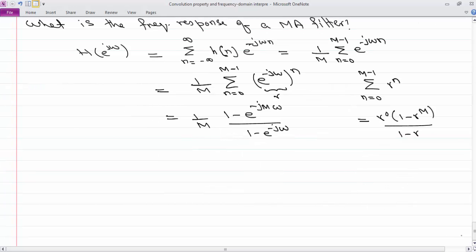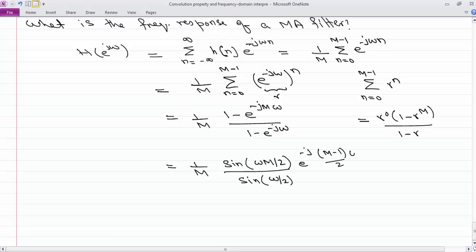Now you simply use Euler's identity on the top and the bottom, and you simplify it, and what you get is 1/m times sin(ωm/2) over sin(ω/2) times e^(-j(m-1)ω/2). So you get this sine over sine expression.